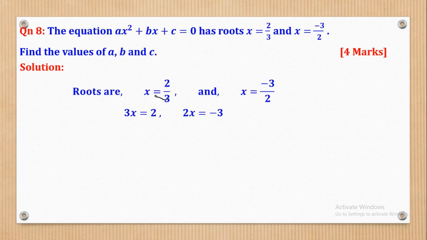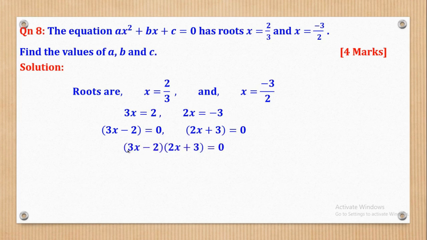So this with this will give me 3X equal to 2, and this with this will give me 2X equal to negative 3. Then next is to put all the values on one side so that we remain with 0 on the right hand side. So taking this to the side becomes negative 2, so it becomes 3x minus 2 equal to 0. When I take this negative 3x to this side it becomes positive, so it becomes 2x plus 3 equal to 0. Now both are equal to 0, meaning that we can multiply the two factors. So this factor multiplied by this factor will be equal to 0.